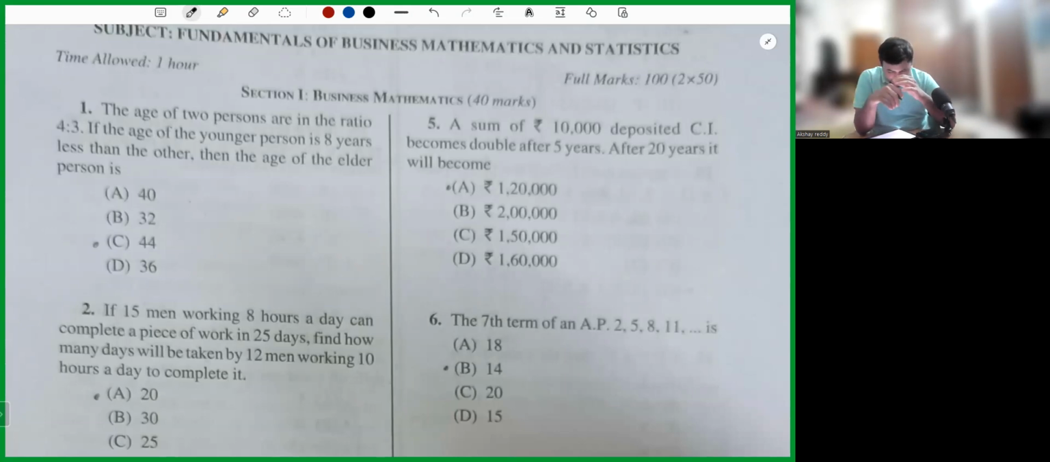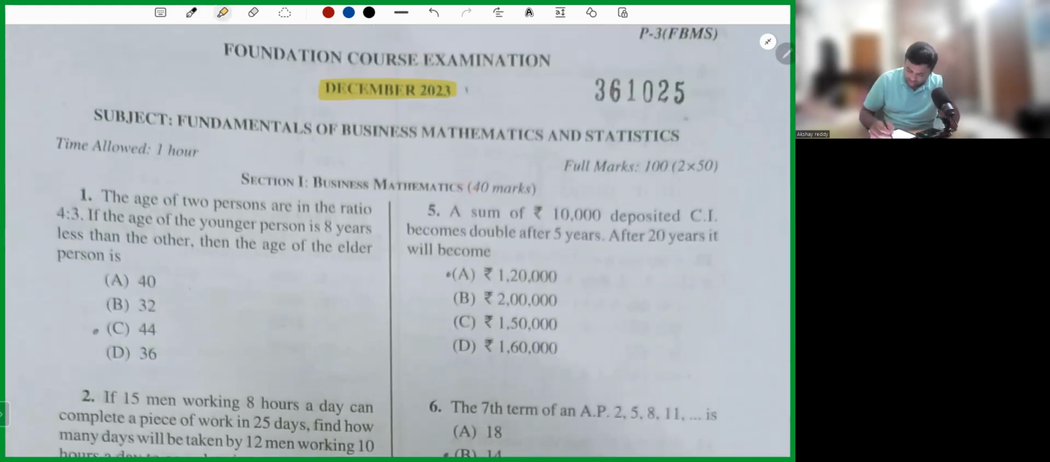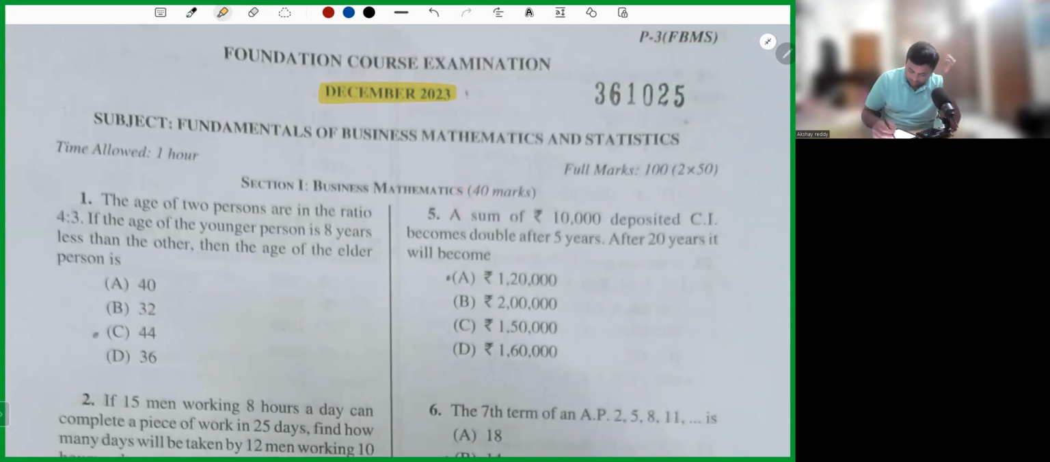Now, my dear friends, as you know, today the CMA Foundation exam got over. That is the December 2023 examination. I thought, why not discuss this paper so that you can check your key, you can check your answers, and you can enjoy your holidays even more happily.